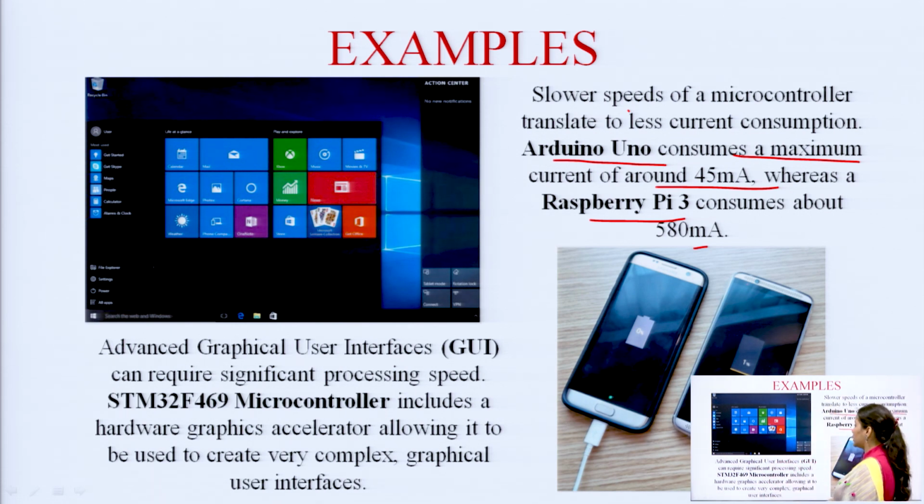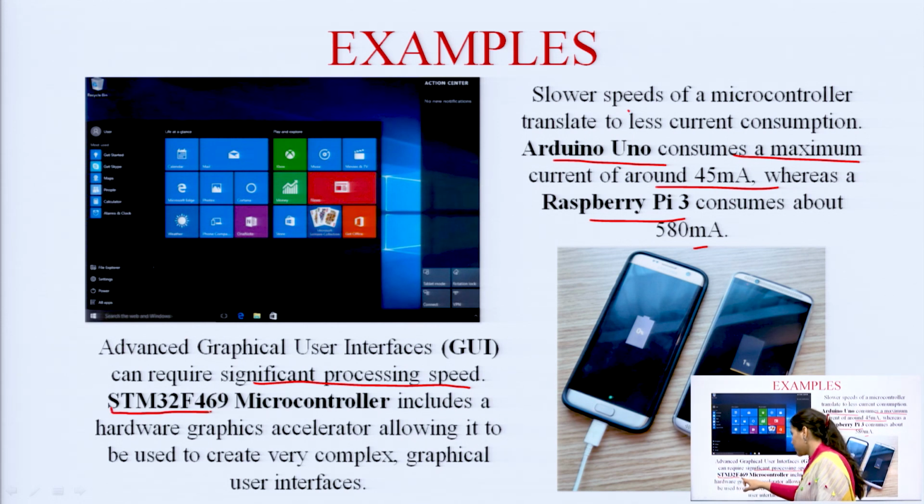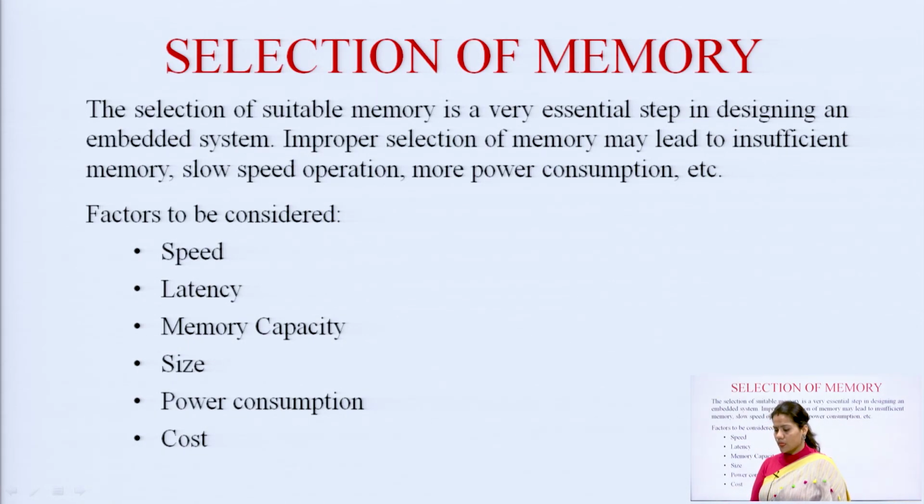Advanced graphical user interface requires significant processing speed. So, for that purpose STM32 series microcontroller includes a hardware graphics accelerator, allowing it to be used to create very complex graphical user interfaces. So, in this way we can select the processors.